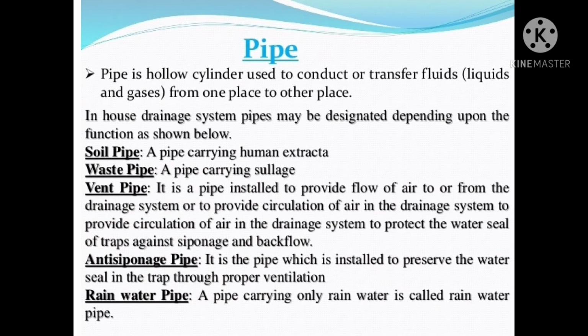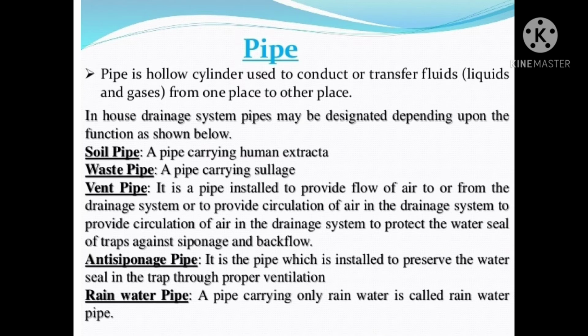Next one, pipes. Pipe is a hollow cylinder used to conduct or transfer fluid, liquid and gases from one place to another place. In house drainage system, pipes may be designated depending upon the function as shown below. First one is soil pipe. A pipe carrying human excreta is called a soil pipe. Waste pipe. A pipe carrying sullage only is called a waste pipe.